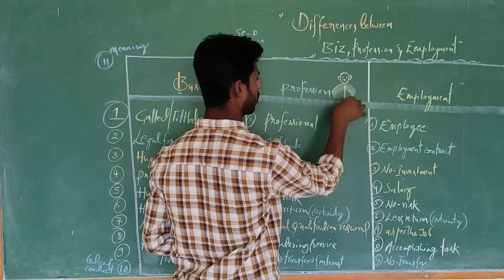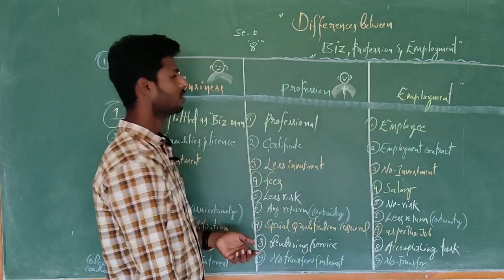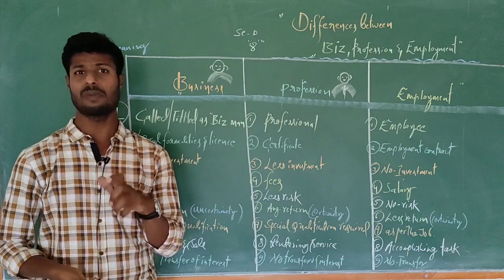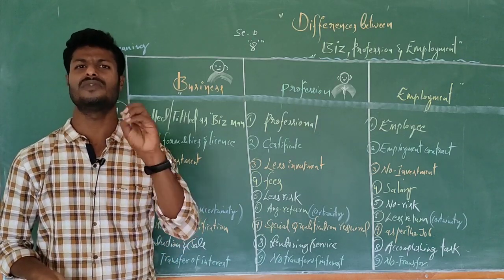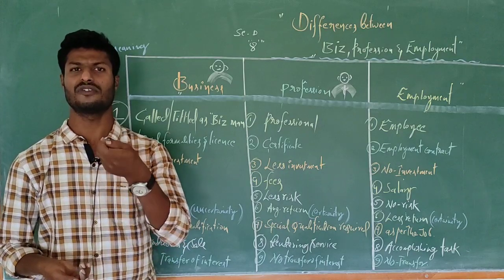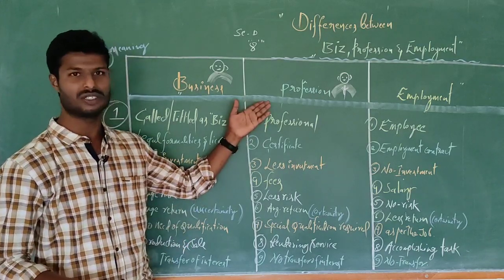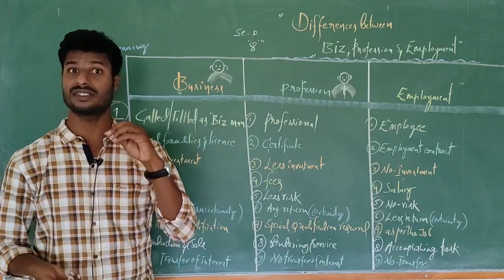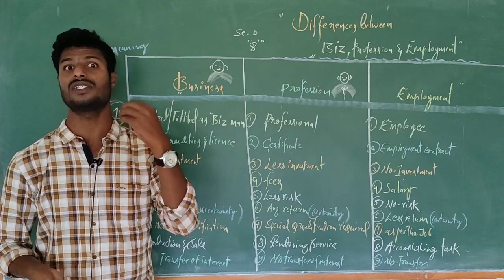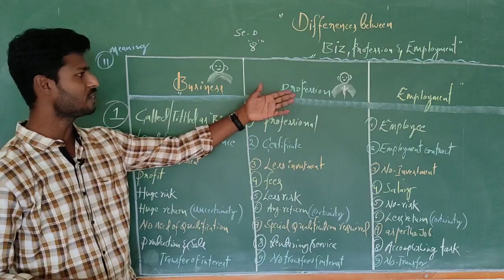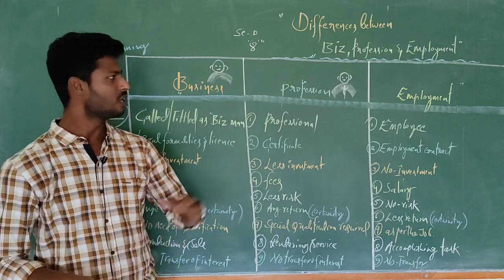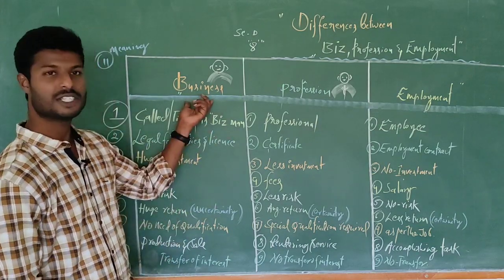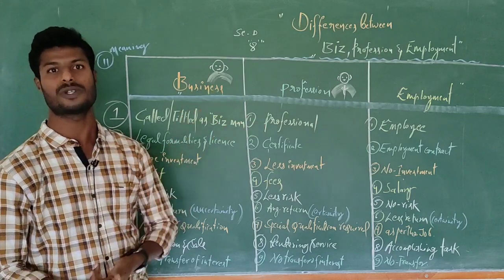Profession. What is profession? Profession means an occupation of rendering specialized services to public, or specialized services to clients or customers, with the expectation of earning fees, right? Here the professionals expect money in the form of fees. A businessman expects money in the form of profit.